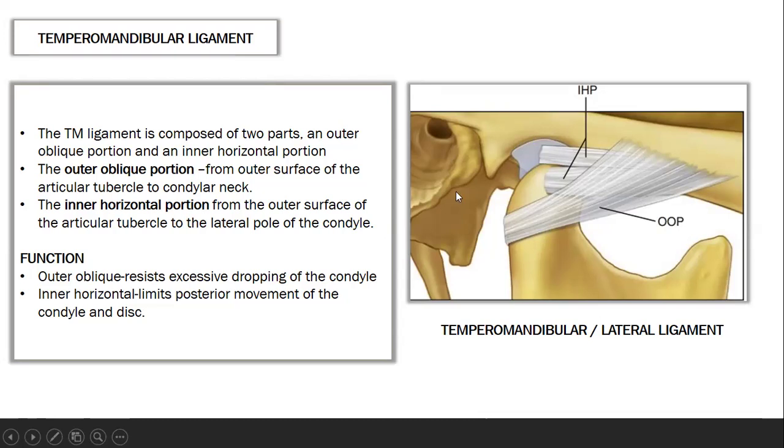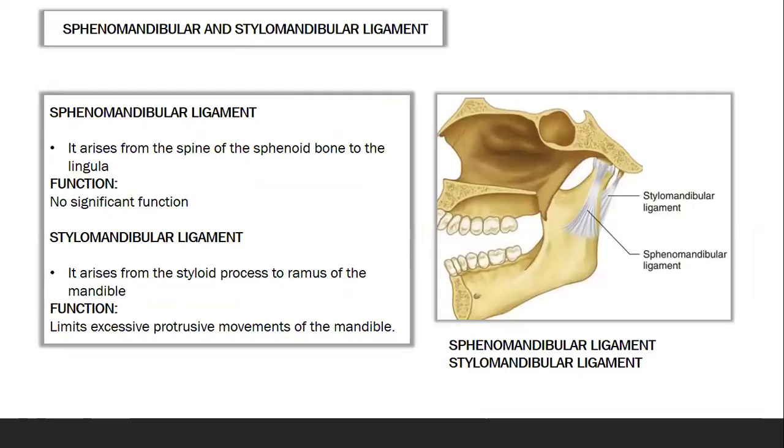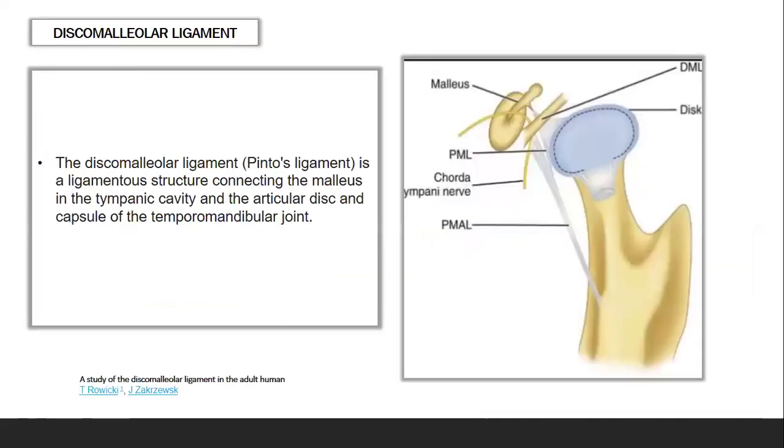Function: the outer oblique resists excessive dropping of the condyle, whereas the inner horizontal limits the posterior movement of the condyle and the disc. Coming to the sphenomandibular ligament and the stylomandibular ligament: the sphenomandibular ligament arises from the spine of the sphenoid bone to the lingula, whereas the stylomandibular ligament arises from the styloid process to the ramus of the mandible. Its function is to limit excessive protrusive movement of the mandible.